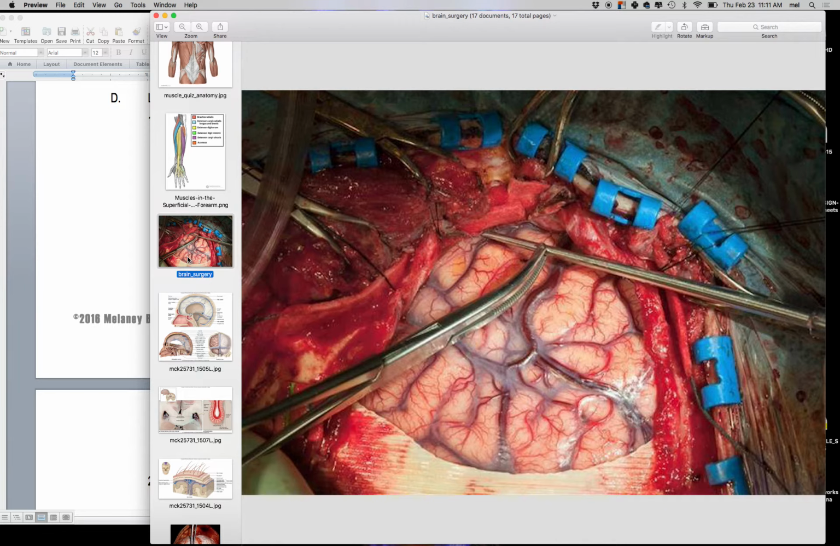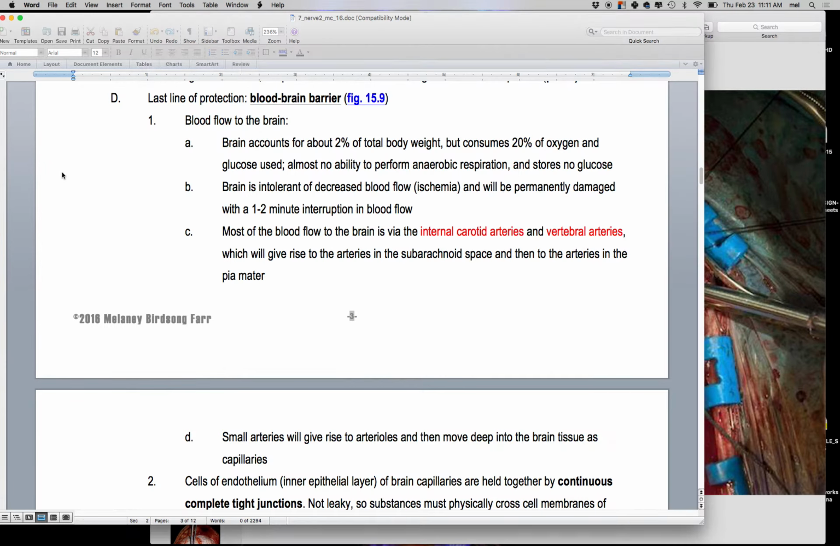It only accounts for 2% of your total body weight, but it actually consumes 20% of your oxygen and your glucose. It's a hog. And it doesn't just consume it when you're awake, it has almost the same metabolic rate when you're asleep. And the other thing is that the brain needs super good blood supply because it has almost zero capacity for anaerobic cellular respiration. What does that mean? Without oxygen generating ATP.